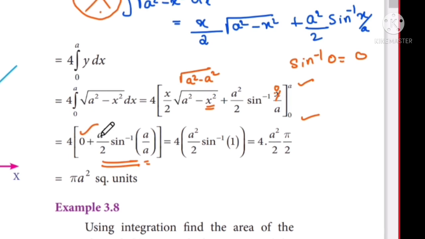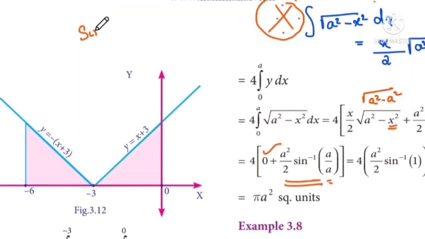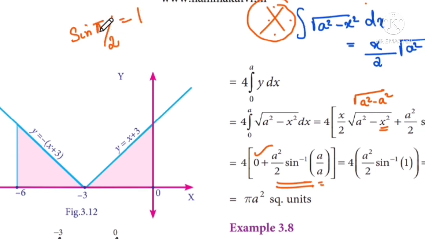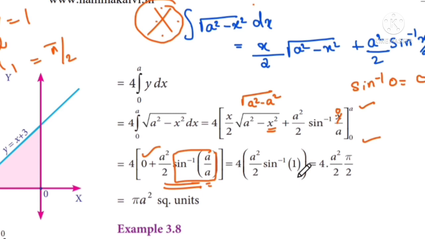So we have 4a square by 2 sine inverse 1. Sine inverse 1 is pi by 2, because sine 90, that is sine pi by 2, is 1. So in the place of sine inverse 1, you write pi by 2.